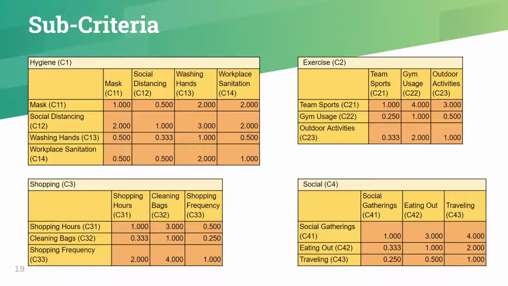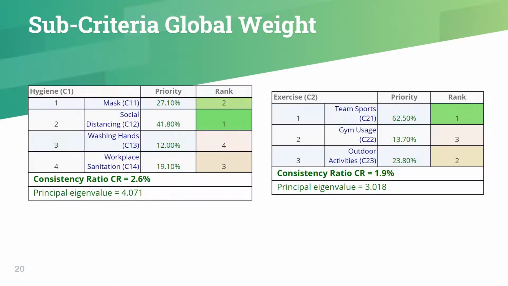Additionally, we can pairwise compare the subcriteria for each criteria. This allows us to assign global weights to each criteria, which are each of the priority vectors we see here, which can then be used to calculate the overall priority vector.